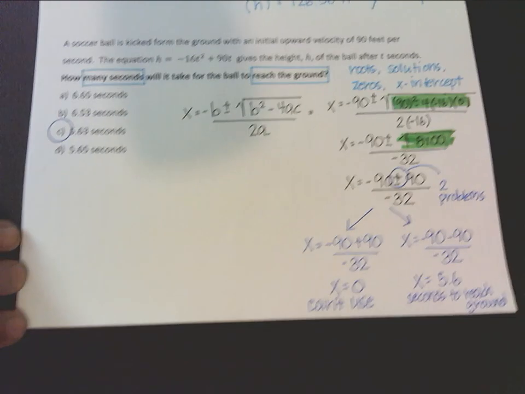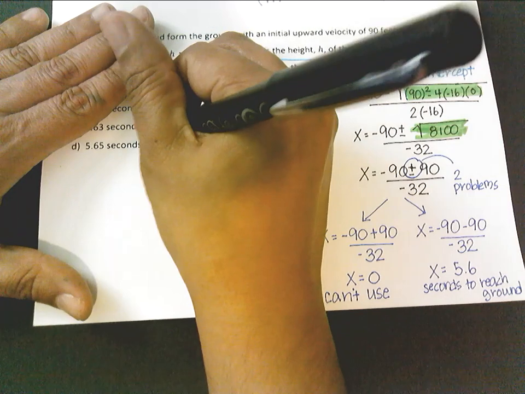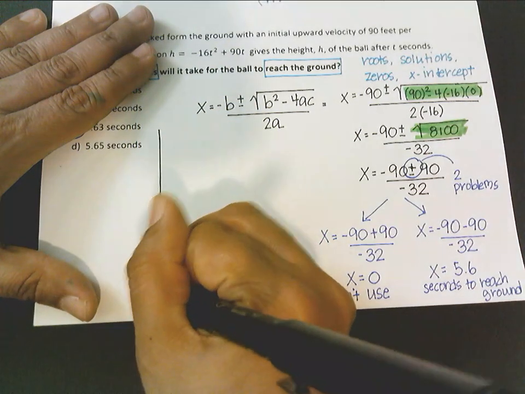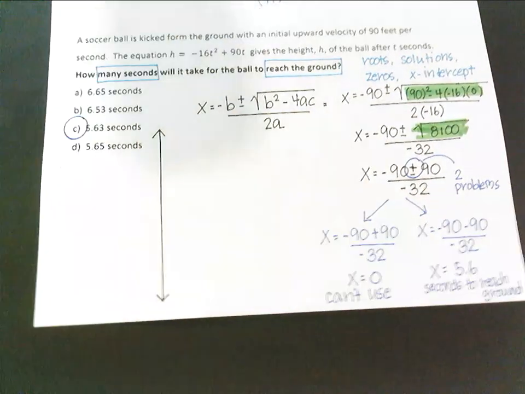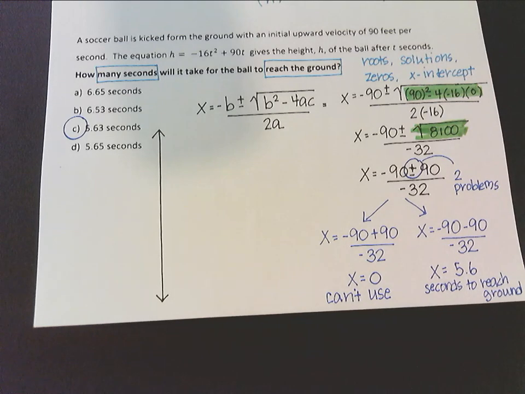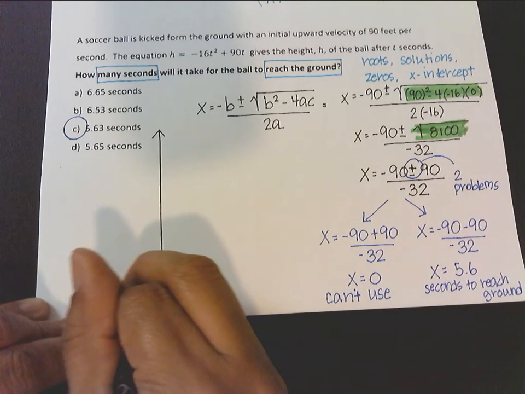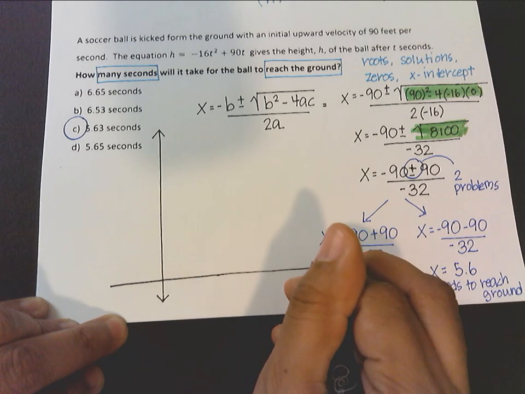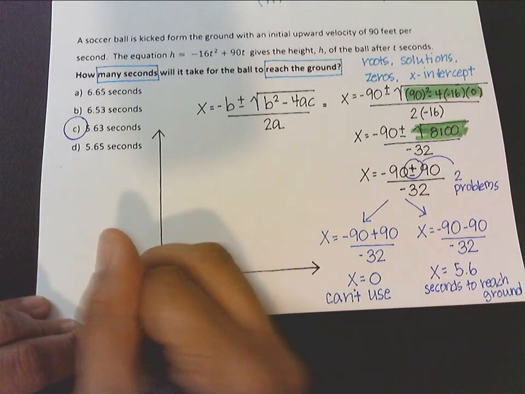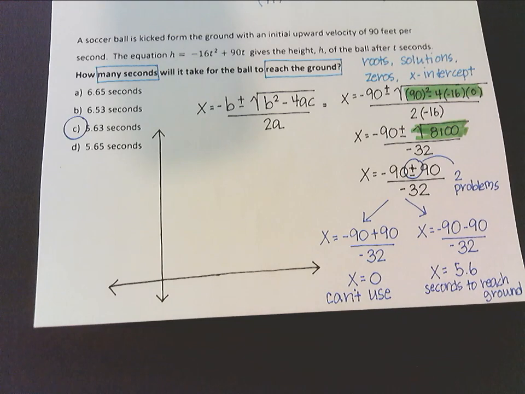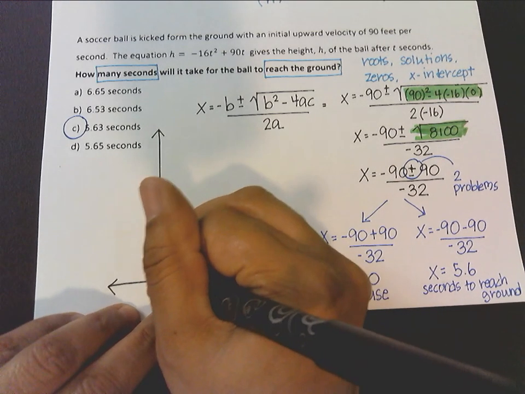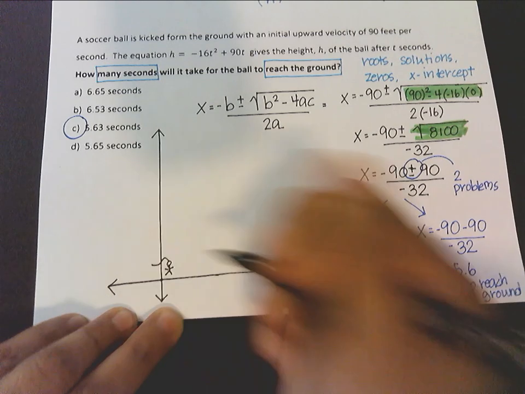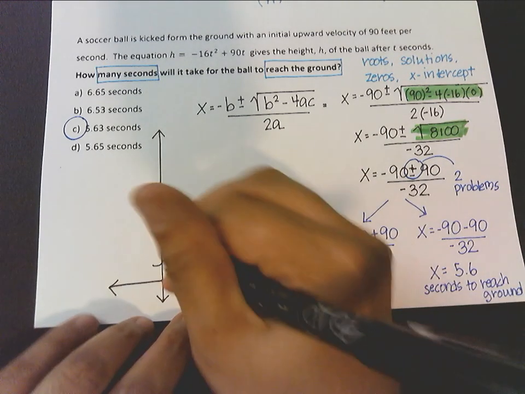So here's the little story. Again, my drawings are the worst, but so you can understand, there is the y-axis. Here's the x-axis. This time around, you kick the ball at ground level. So ground level is right here. Okay. You kick that ball.